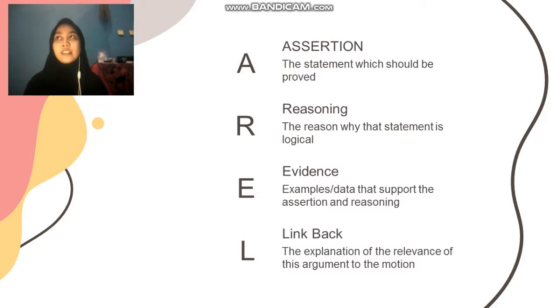It's not like saying why you don't like this. You should go with your reason, and you should prove it with evidence. Not just, "Yeah, because I don't like it." No, it's not like that. You just give your reasoning why you don't like it. And the last is link back. Link back is the explanation of the relevance of this argument to the motion. So link back is like you give a statement that supports your evidence and reasoning.